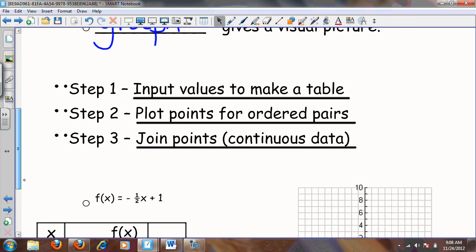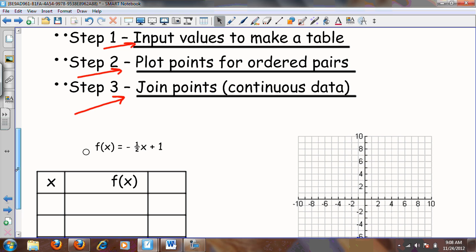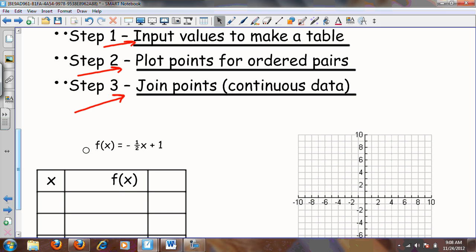Let's try that. Step 1, fill in the blanks: input values to make a table. Step 2, plot points for ordered pairs. Step 3, join points if it's continuous data. In video number 2, we're going to talk about what is continuous or discrete data. So we're inputting values, plotting points, and joining points. Let's try those 3 steps as we look at this function.